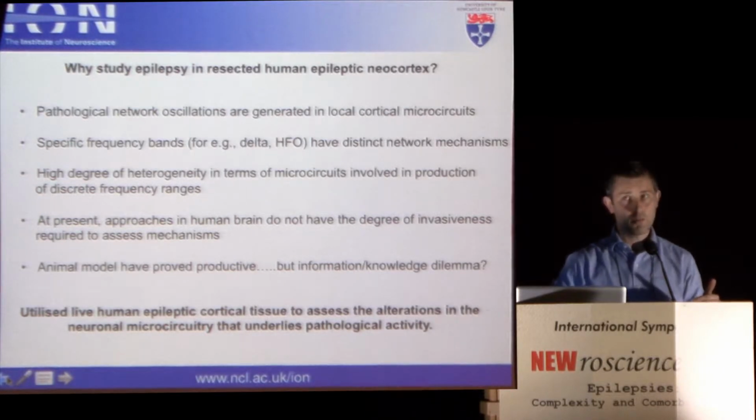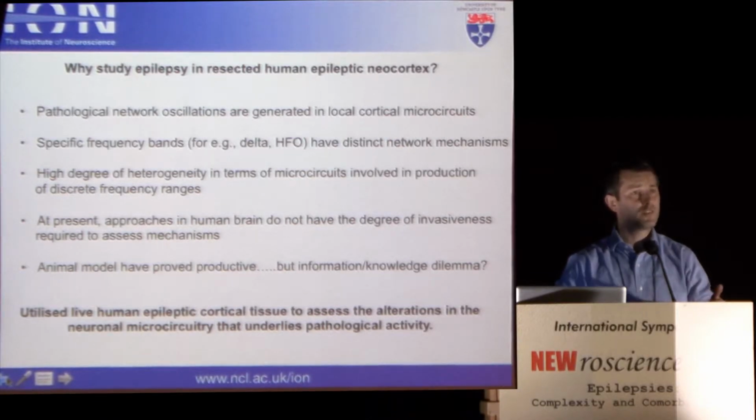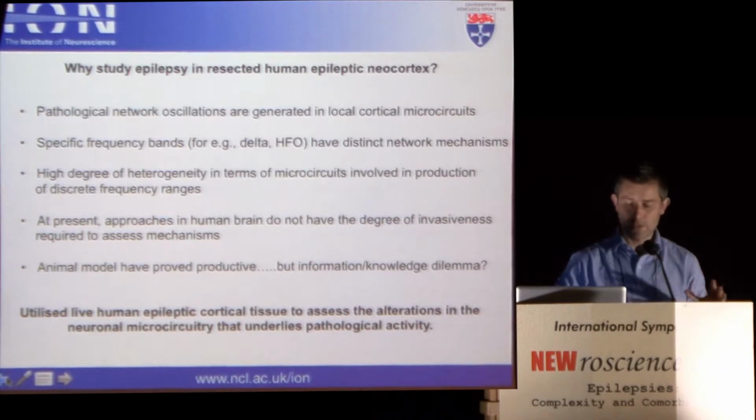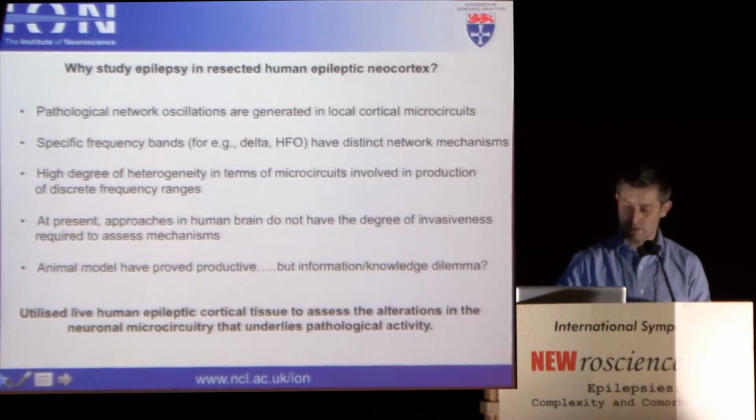Now, I'm going to be slightly provocative here and say that animal models have been productive, but there is this dilemma, which is that whilst they have provided lots of information, how much knowledge have we gained from them that has actually pushed the field forward and provided the cures that we are trying to identify? And there's a very nice review by Bob Slovater which really encapsulates this idea of the information-knowledge dilemma. So what we've done in Newcastle is we've tried to utilise live human epileptic cortical tissue to assess the alterations in the neuronal microcircuitry that underlie this distinct form of pathological activity.